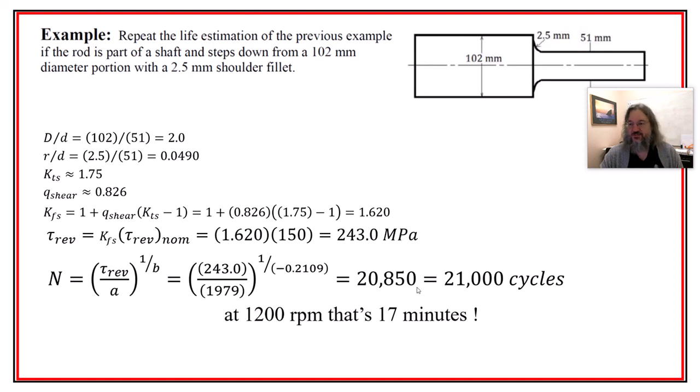So that means if it was 1200 RPM, that'd be 17 minutes, just from having this discontinuity in there. If you're wondering about the 11th edition, the slight change to the endurance strength makes it like 17,000 cycles, which reduces it to like 14 minutes. So there you go. These were examples 1 and 2, which are really the same example with the stress concentration added in there.